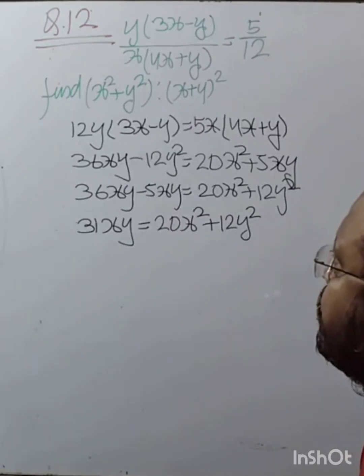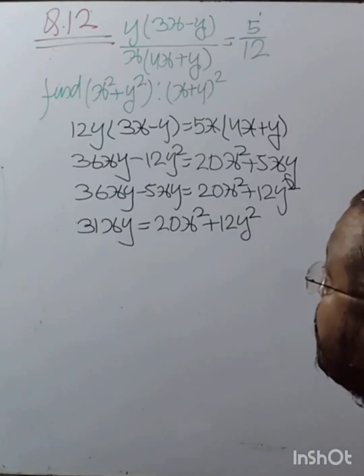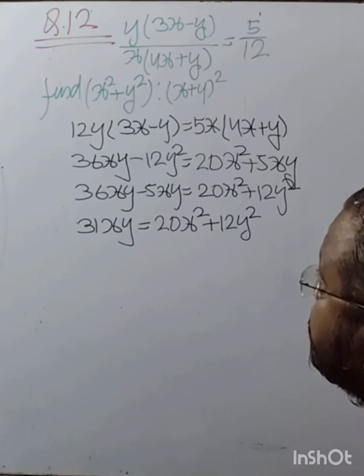There is given you (4y minus 3x) upon (3x minus y) upon x bracket 4x plus 5.